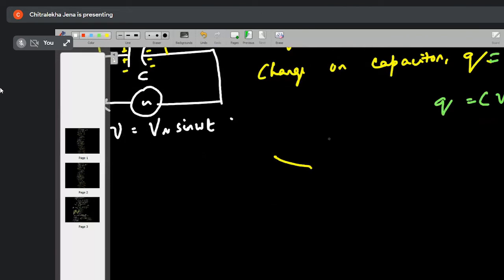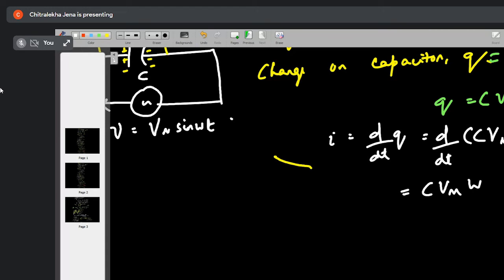So here, I is equal to how much? Rate of flow of charge, I is equal to dq by dt. So if you do the differentiation of C Vm sine omega t with respect to t, the differentiation of sine omega t is omega cos omega t, and C Vm is constant, right? Am I wrong? Have I done anywhere wrong? Check it. Is it correct?